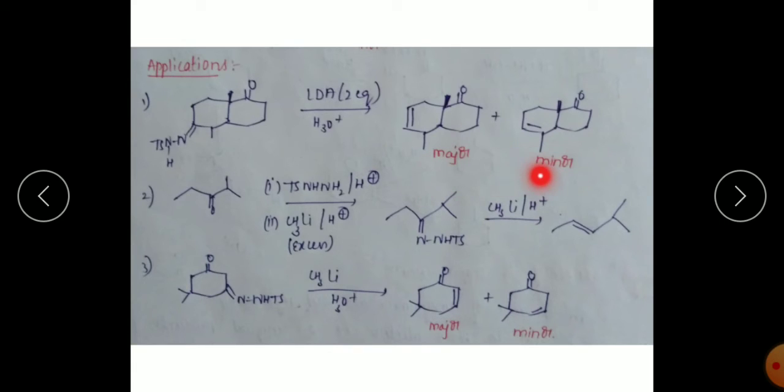Out of these two, this is the major product, and this is the minor product, because this has two substituents and this has three substituents. So the less substituted olefin is the major product.